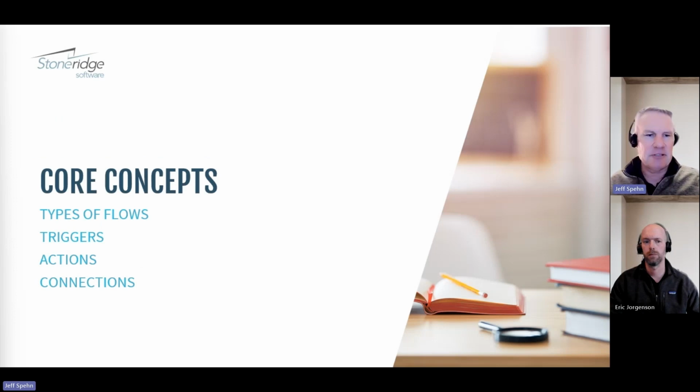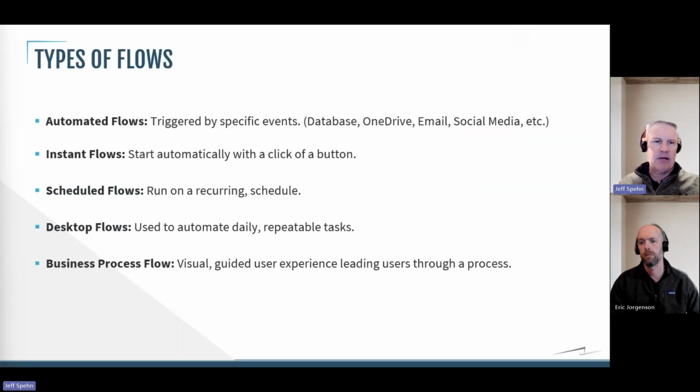Before we do that, there are just some core concepts that we need to cover in the Power Automate world. And so the first thing we're going to talk about is there's some different types of Power Automates or different types of flows that can be built, and they all kind of have their purpose. And then within a Power Automate or a flow, there's this concept of triggers, actions, and connections. So we'll talk about that. So first, we're going to talk about the different types of flows.